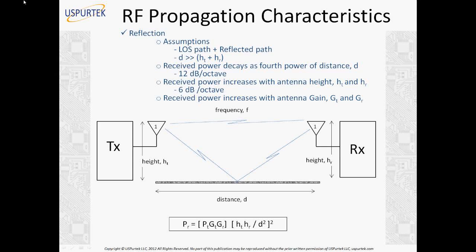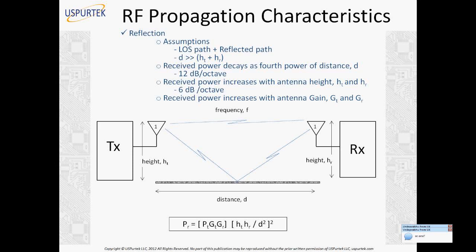How do we overcome this loss? We increase the height of antenna. If you double the height of antenna, you get a gain of 6 dB in power level. And also received power increases with antenna gain, of course. You get more gain on the transmit antenna, or more gain on the receive antenna, you get more power. So again, this is the equation, but let's go to the fourth power of distance.